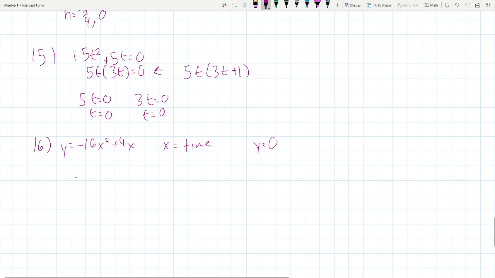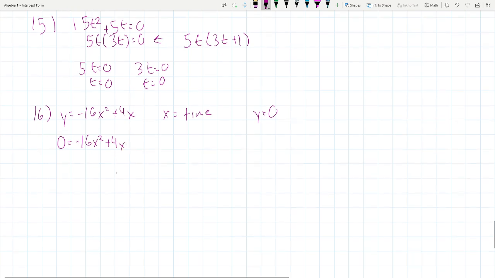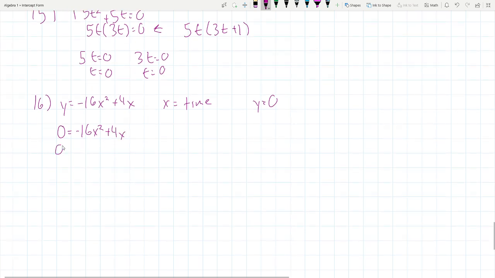Alright. So, what we want to find out is when does y equal 0? And so we have 0 equals negative 16x squared plus 4x. Looking at this, I'm going to factor it out. These both have an x, and actually 4 goes into both of these. So I'm going to factor out 4x. And so that leaves me with negative 4x plus 1.